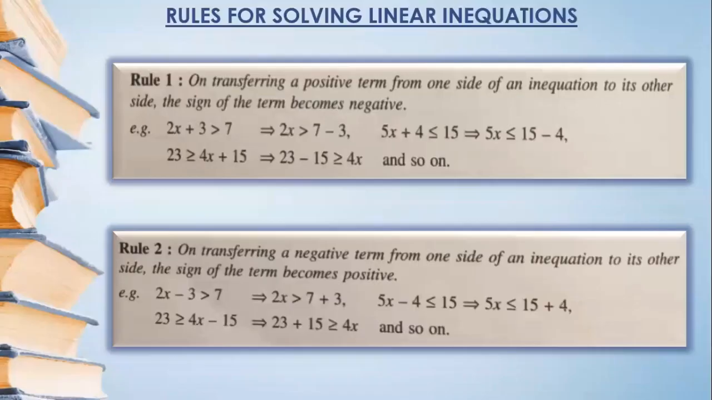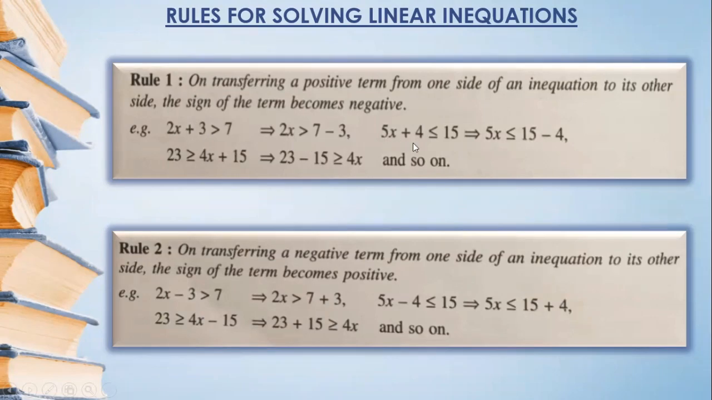For solving linear inequations, we have to follow certain rules. So let us learn about them. Rule number 1. On transferring a positive term from one side of an inequation to its other side, the sign of the term becomes negative. For example, 2x plus 3 is greater than 7. When we shift this plus 3 towards the right hand side, it will become minus 3. So we get 2x greater than 7 minus 3.